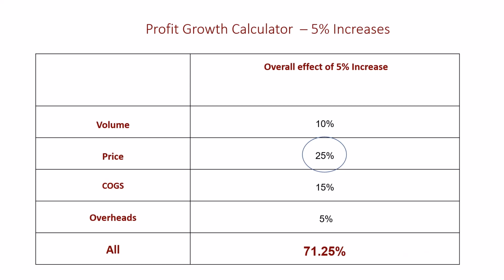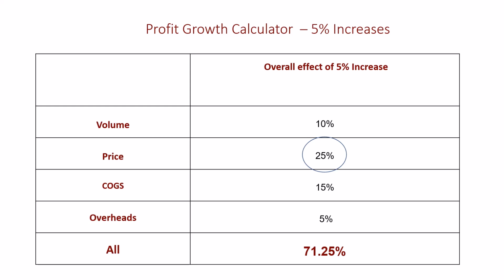So to summarise those figures, if you cut your overheads by 5%, it adds 5% to your bottom line, and cutting your overheads is never easy, particularly in the present climate. If you could sell 5% more volume, that will add 10% to your bottom line. Selling more volume, there are various strategies you could follow to do that. That's very doable for most businesses.